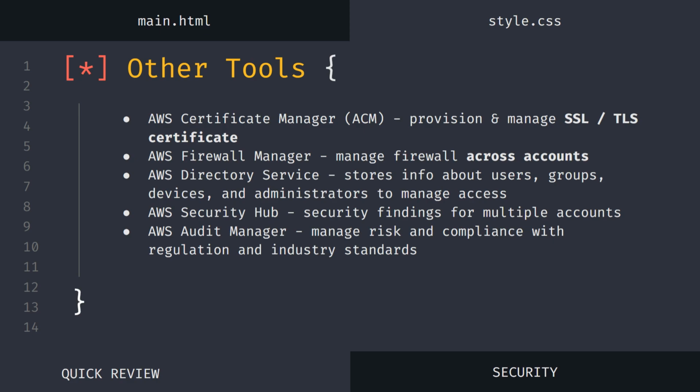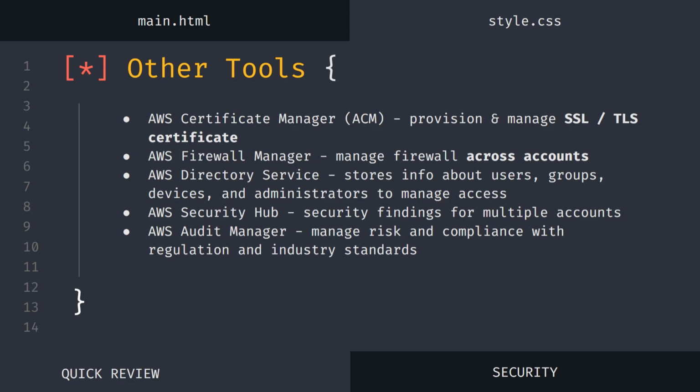You have other tools. Now, these may or may not show up on the exam, but they're shown across multiple quizzes and practices that I've gone through, so might as well know them, right? So you have your Certificate Manager, which looks at SSL and TLS certificates. You have your Firewall Manager, most similar to WAF, but you can think of this as cross account. You have Directory Service, which stores information, users, groups, whatever. You have your Security Hub, looking at security findings, again, multiple accounts.